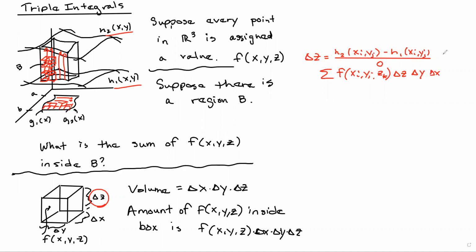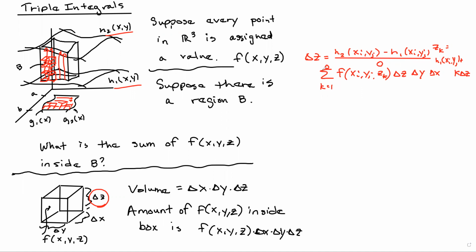And then once you've got that, let's see, do I have room over here? I guess I'll try and squeeze it in. So z sub k is going to be h1 of x sub i, y sub j, plus, okay, so you're starting here at the bottom, and then to figure out where each one of these cubes is going to be located, we're going to add the change in z times the k value. Like that. So k is what we're incrementing here.